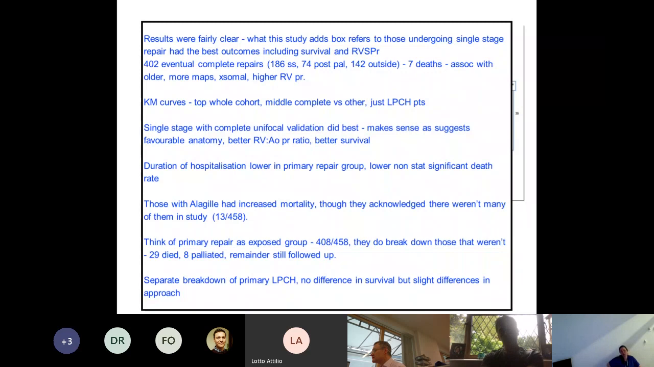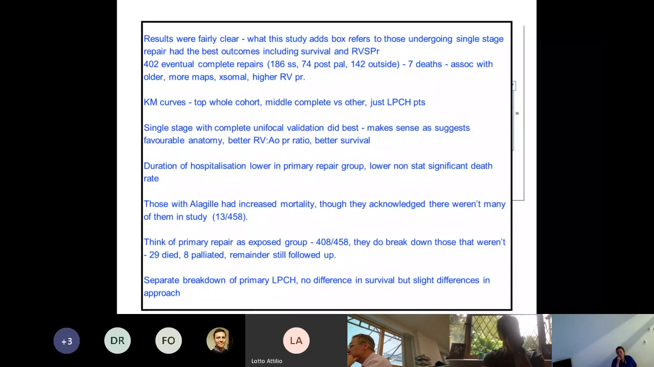What they've said is out of the 458 patients, 402 of them eventually had complete repairs, 186 of those being single stage, and 74 having had some palliative procedure prior. Seven deaths were associated, and they've looked at the number of MAPCAs, chromosomal abnormality, and higher RV to aorta pressure ratios as being a statistically significant predictor of outcome.